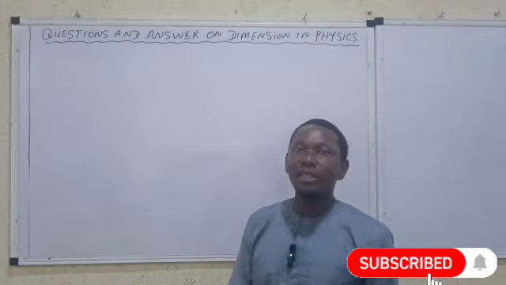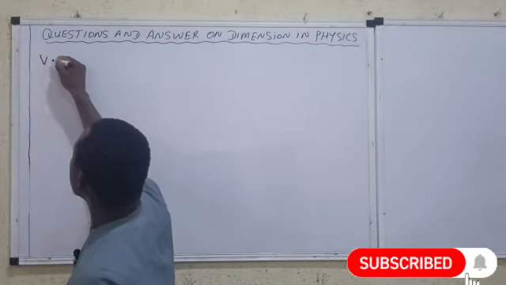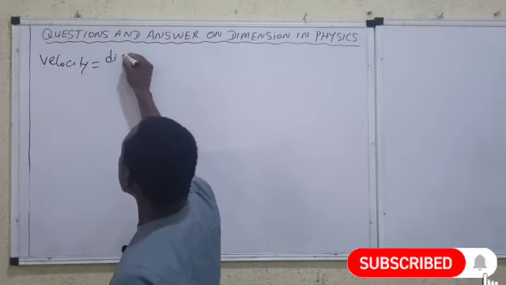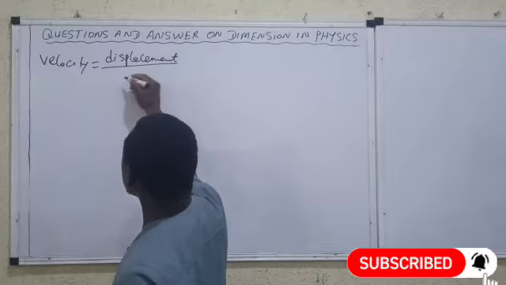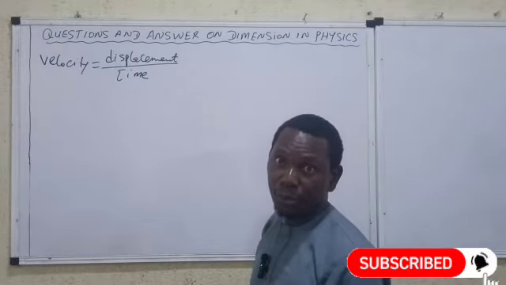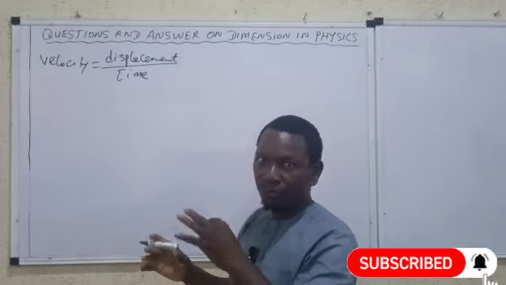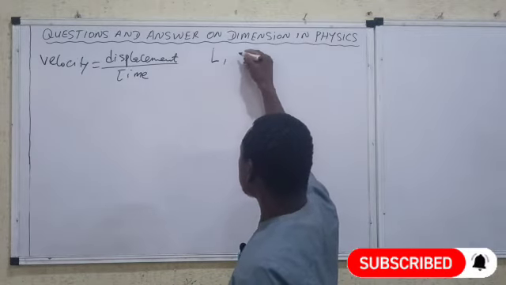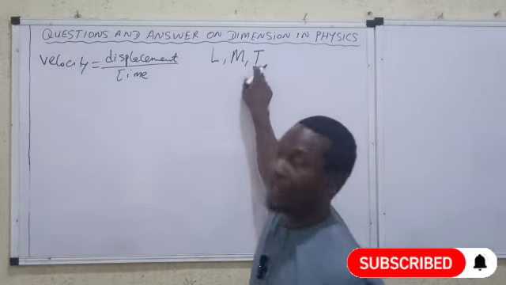Now, a very easy question. What is the dimension of velocity? The velocity formula is actually displacement over time, right? Remember, in dimension, what you are doing is representing any formula or equation with the three basic fundamental quantities, L, M, and T. This is length, this is mass, and this is time.